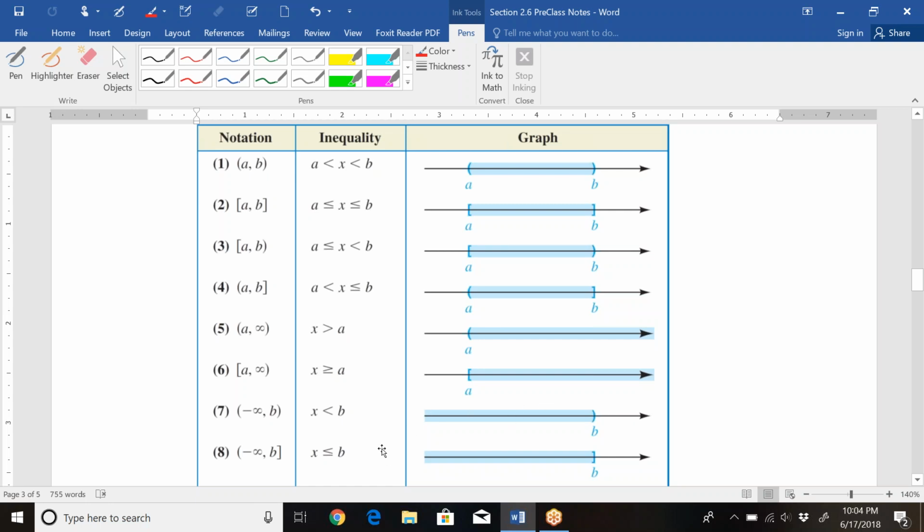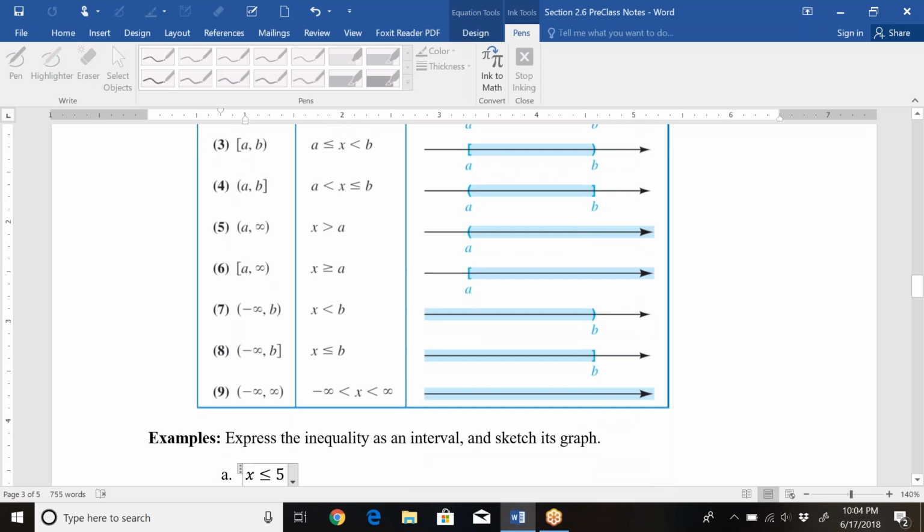So negative infinity to b, including b. And if you ever shade the whole number line, that's negative infinity to infinity. Something to note is that we never, ever, ever use a bracket on infinity. Brackets are for when you have a closed endpoint. Infinity is not an endpoint, it's a concept of going on forever. So that never gets a closed interval, it's always just the parentheses.